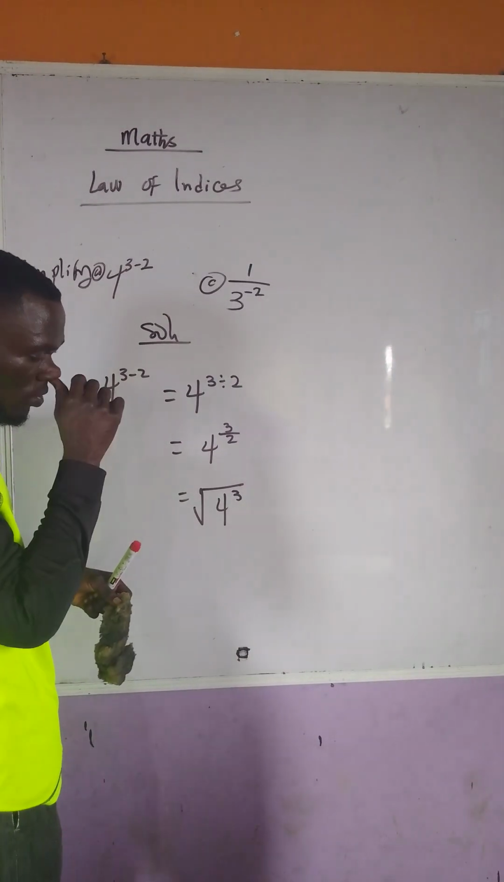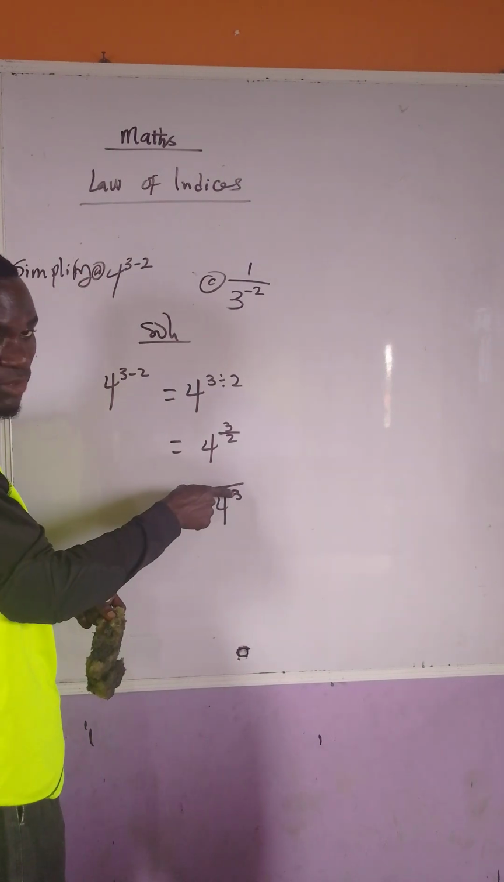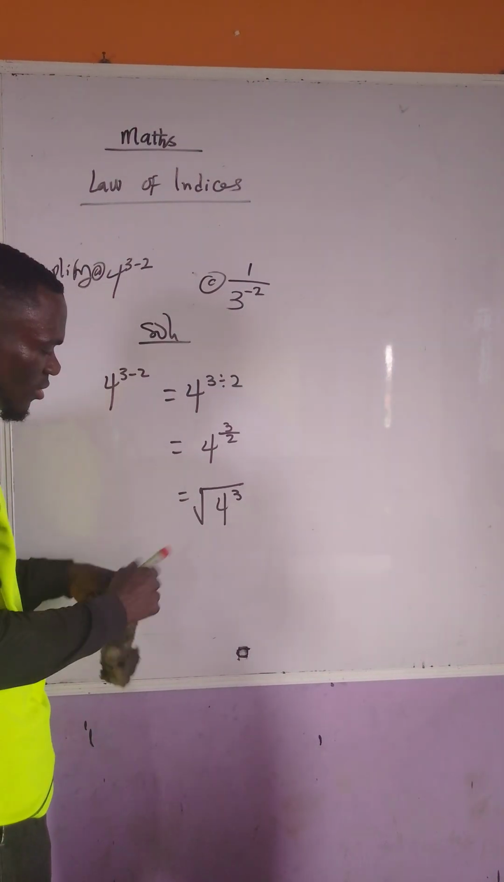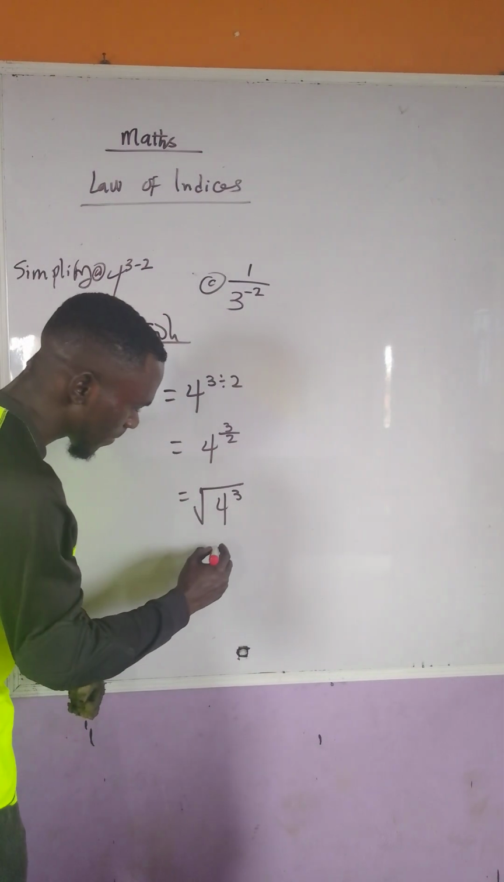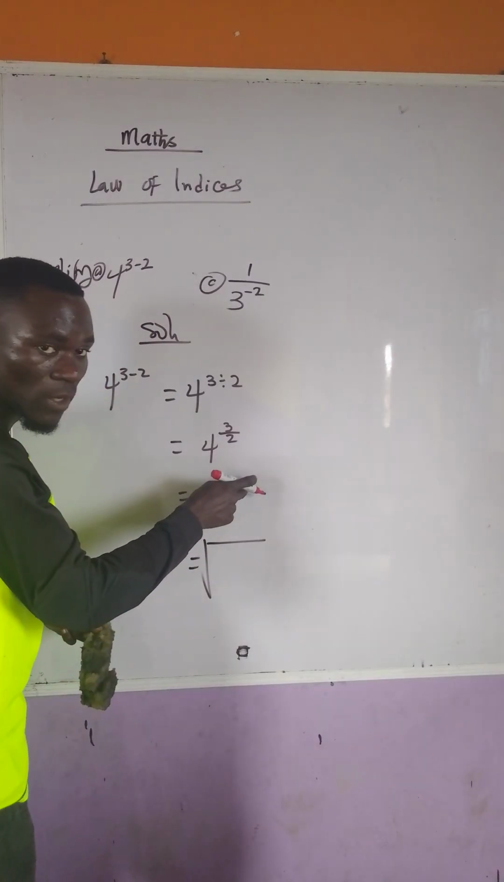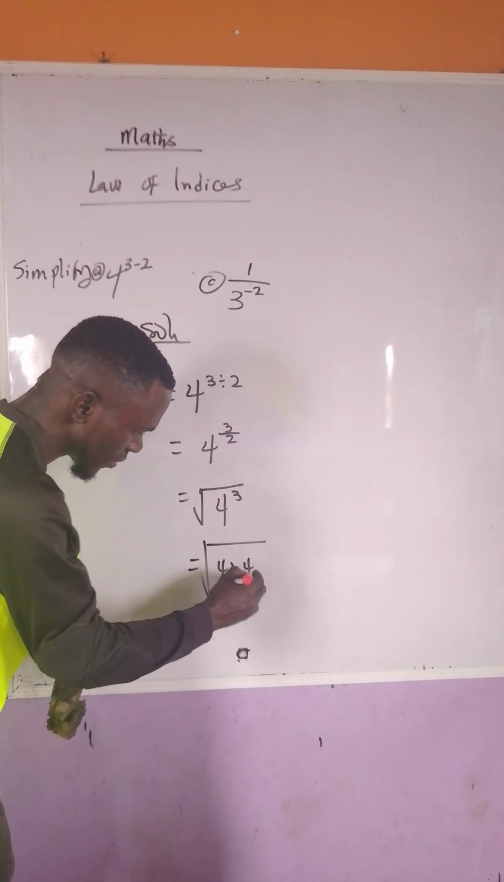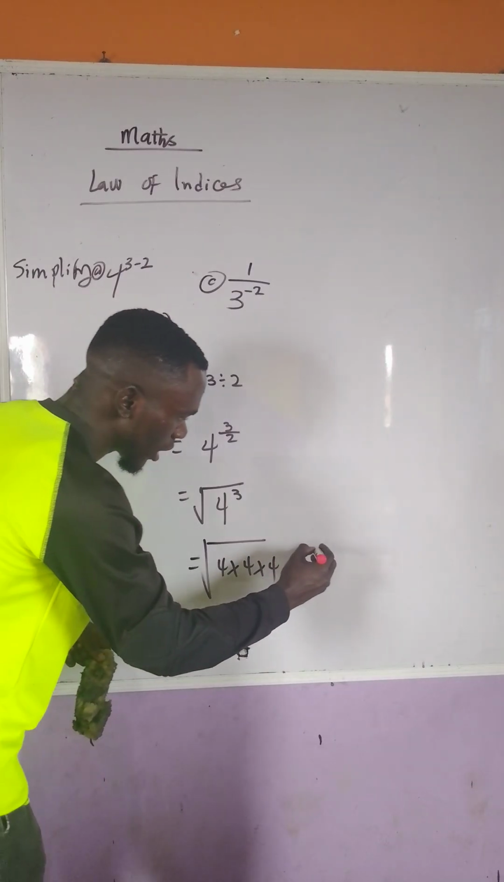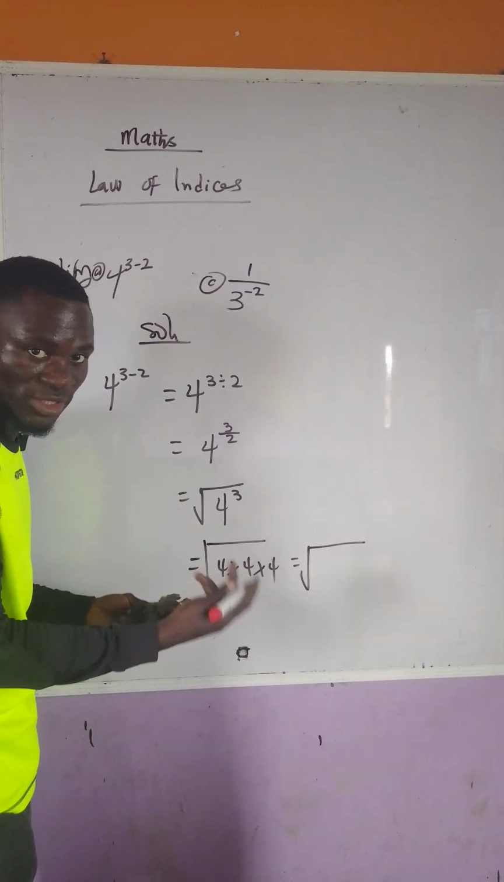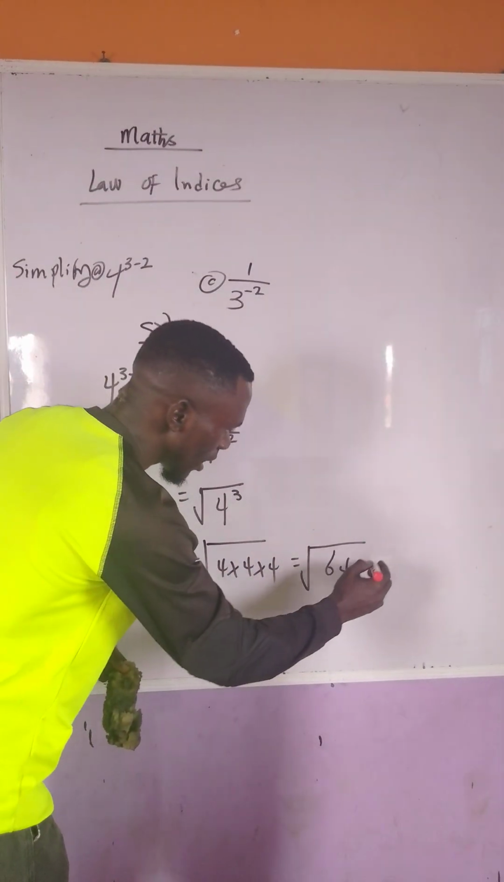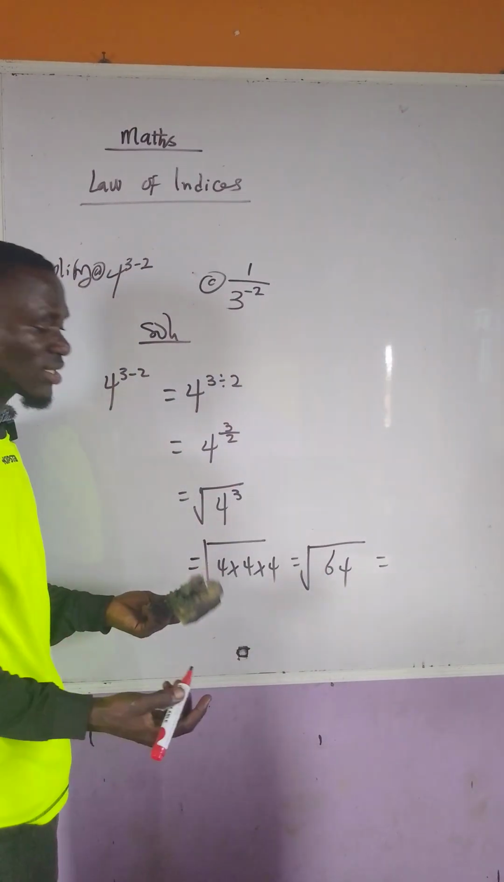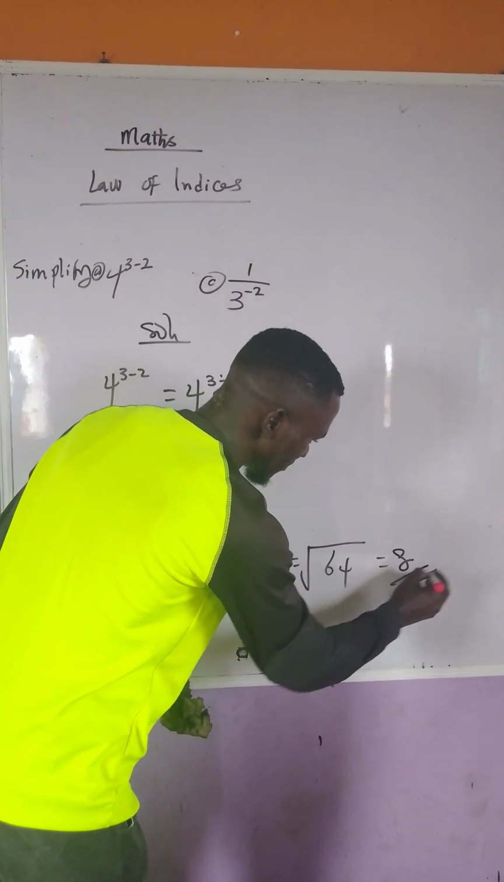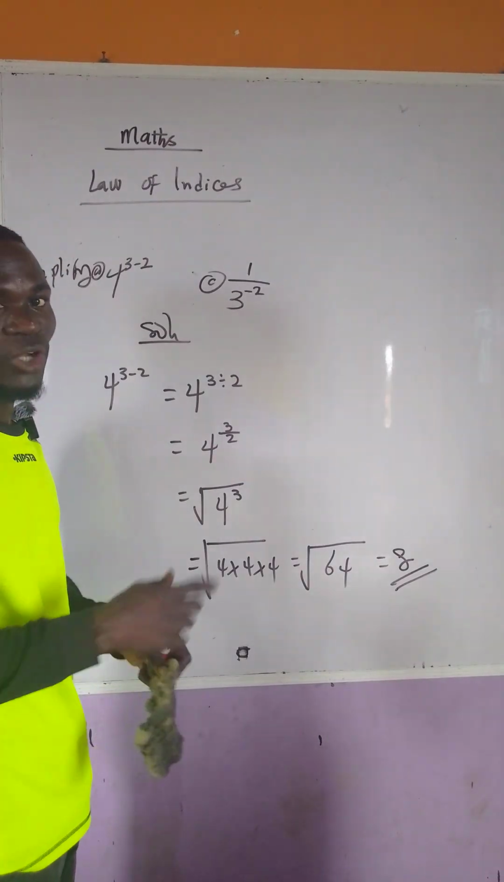What I'm going to do next is simplify 4 to the power of 3, which means 4 times 4 times 4, to give us 64. So we have the square root of 64, and the square root of 64 is 8. So we have 8 as the final answer. I hope you understand this.